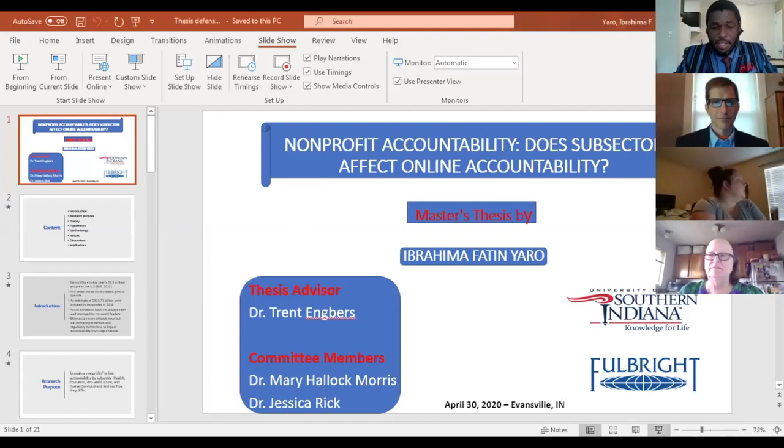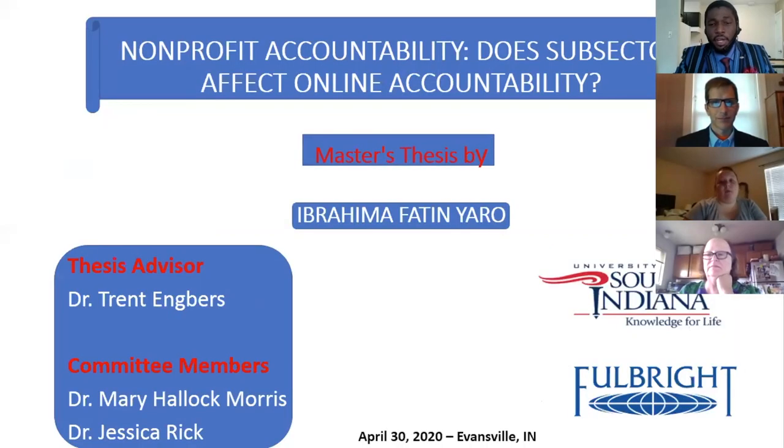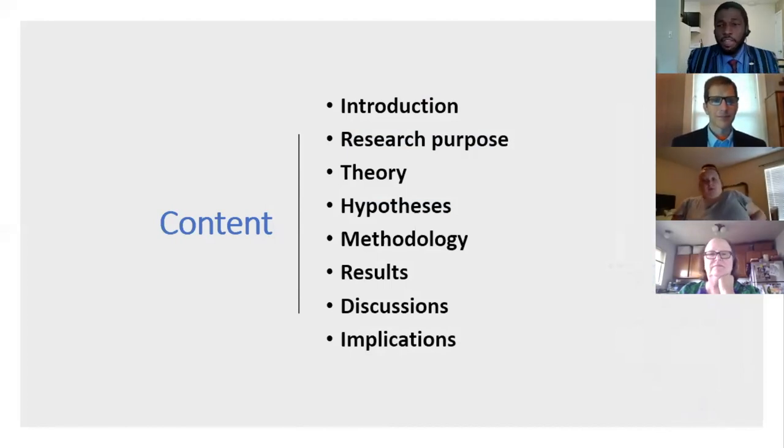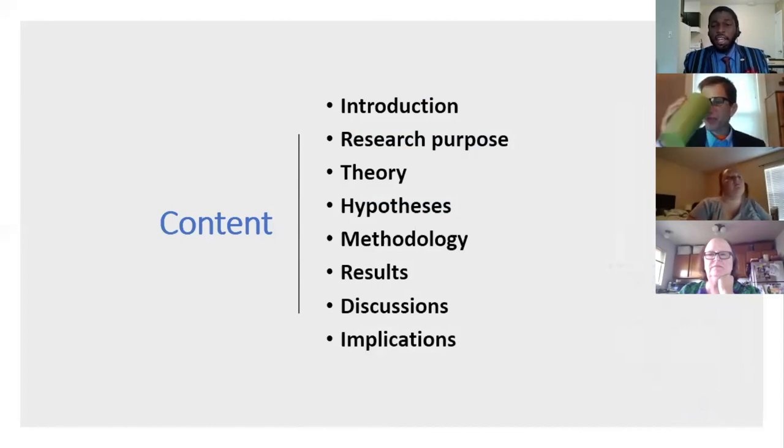So this is the agenda for today. I am first of all going to give an overview of the nonprofit sector in the United States, the importance of the sector in the US economy, and why accountability matters in that sector. And then I will give the purpose for that research. Why did I decide to conduct this research? And I'll also give the theory that I used to conduct the research.